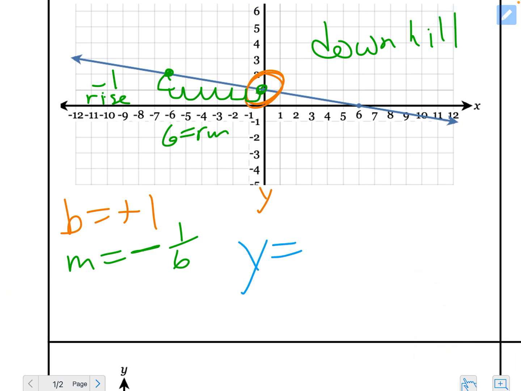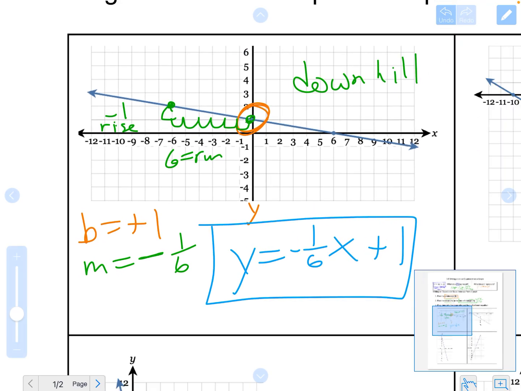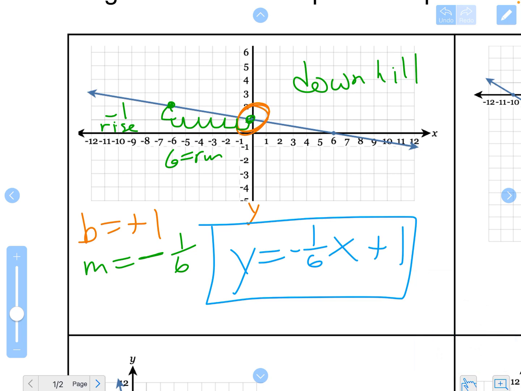Now that I have my slope and my y-intercept, I can write this as a slope-intercept equation. So it's going to be y equals, and I'm going to replace the m with my -1/6. My x always goes between my slope and my y-intercept. And then finally, I'm going to write my y-intercept, which is a positive 1. And so that is the equation of this line.